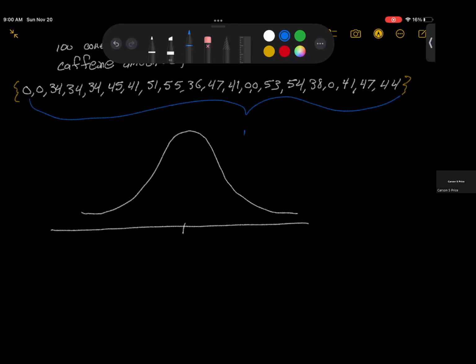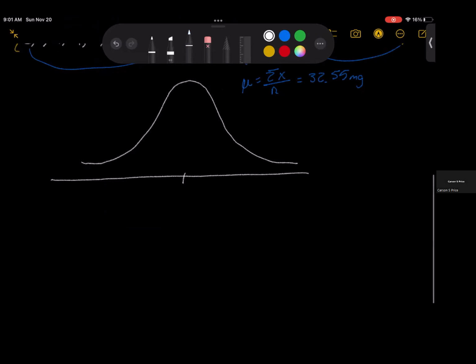So I can calculate the average of raw data. These aren't distributed. I mean, you could think about these zeros as occurring twice and use a probability distribution, or you could just count them twice in your regular average equation. You need to add up all of these caffeine amounts and divide by how many you have. Once we do that, we find an average of 32.55 milligrams of caffeine. So that's where we're going to center our curve, 32.55.